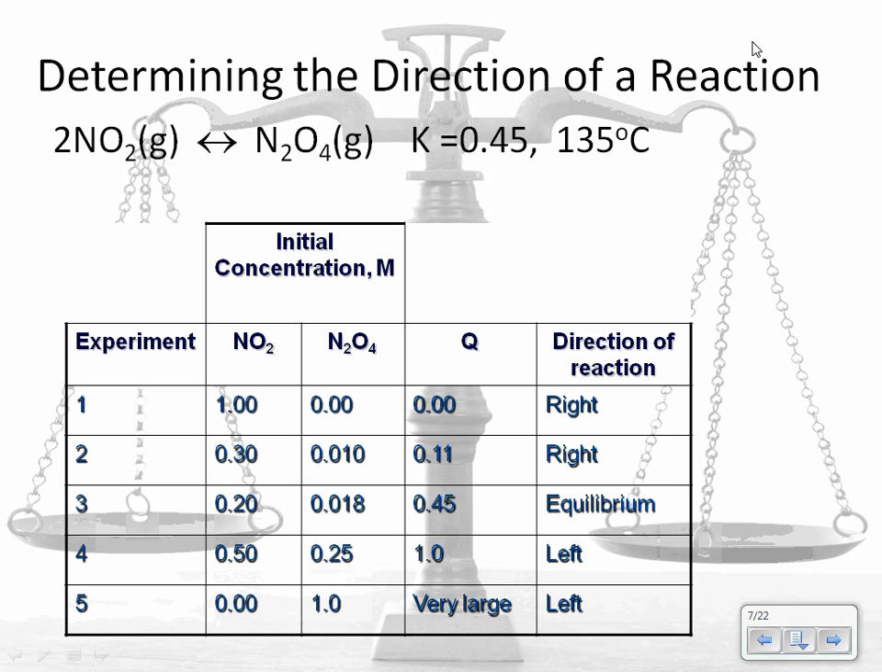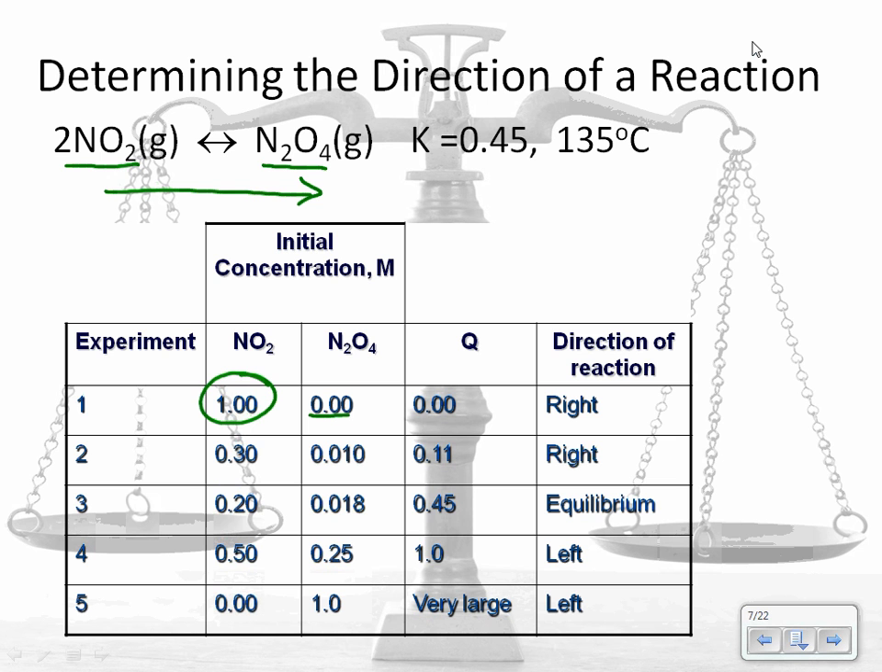Here are a bunch of concentrations. So here are my initial concentrations. When I start off with all NO2 and no N2O4, obviously, if I have only reactants and no products, my reaction is going to proceed to the right. That's kind of easy. We've been able to determine that on our own.